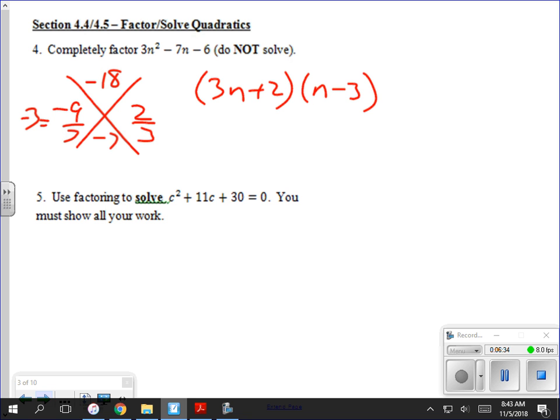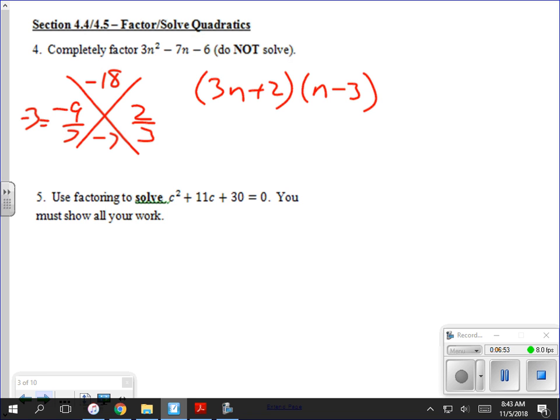And it is my answer because it says to factor. It does not say solve. There is no equal sign, so there is no solving. Anyways, can't solve if there's no equal sign.